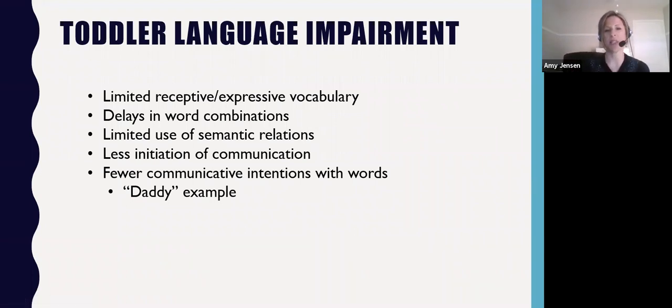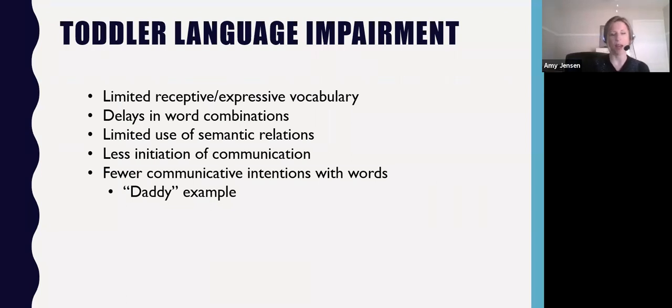So things that we might see in toddler language impairment would be limited receptive and or expressive vocabulary, delays in word combinations. So this is kind of a common time for parents to start noticing that something might be wrong because they may have a few words in their vocabulary, but they're not combining them like maybe their peers are. Limited use of those semantic relations. So maybe they use only one of those semantic relations, but don't broaden into different kinds of relations. Less initiation of conversation and fewer communicative intentions with single words.